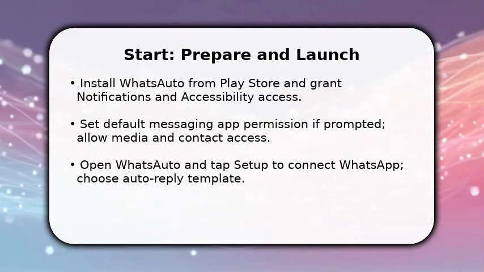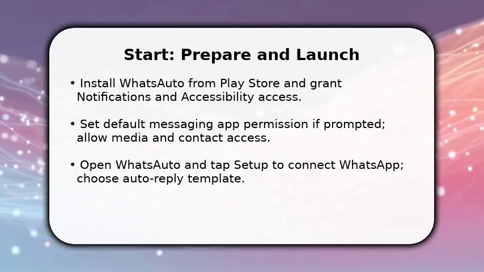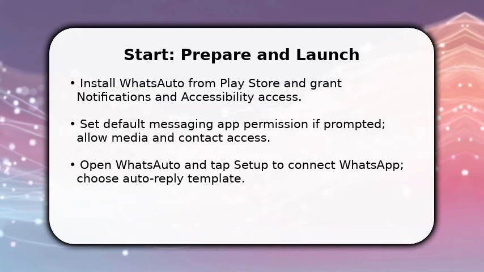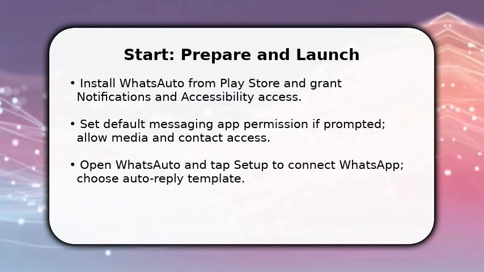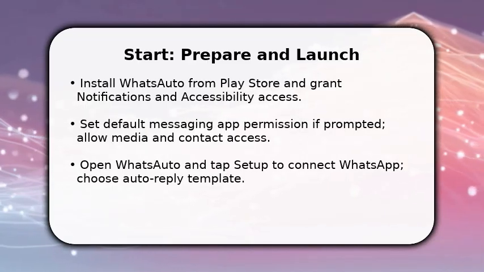You start by getting permissions out of the way so the app can read and send messages. Open WhatsAuto, grant notifications and accessibility. This is required for automation. Once done, allow media and contacts so replies can include images or names.